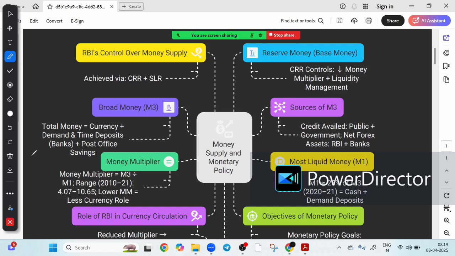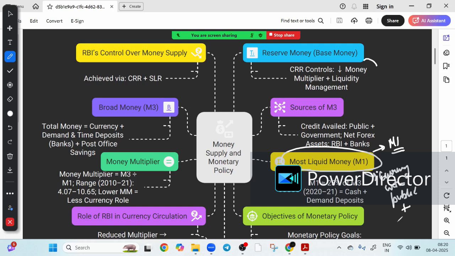Now friends, from this base arises the broader concept of money supply. This is called reserve money, the base money, and from this base originates the broader concept of money supply, divided into different layers. The most liquid form is called M1. What does M1 include? M1 includes currency with the public, plus cash, right? Currency with the public.